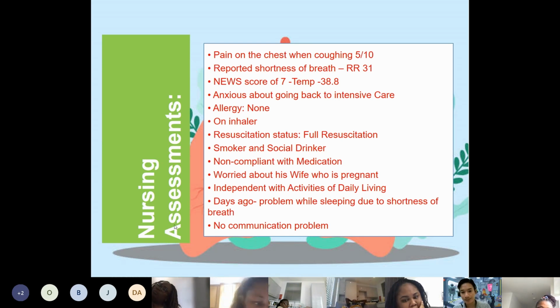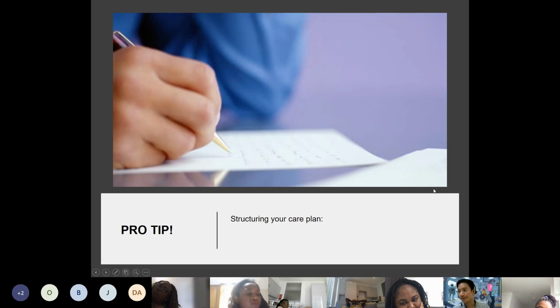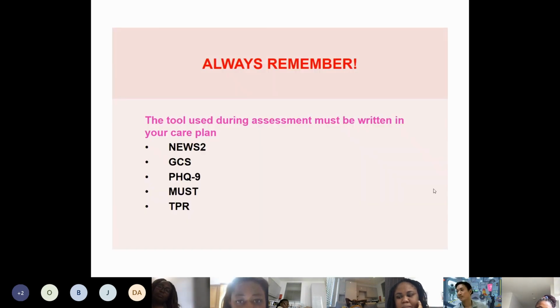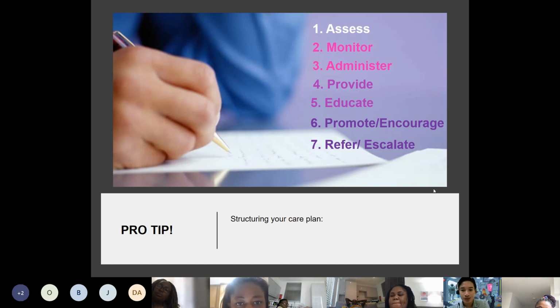So there is a pro tip that I will be showing you on my next slide. Okay, so this is a pro tip. Remember this one. If you're lost, you can use this as a structure of your care plan. Remember, when you're doing a care plan, you're telling a story. She said her problem will be John is experiencing shortness of breath with the respiratory rate of 31. Are we all happy with that? Okay. Next is the aim of care.